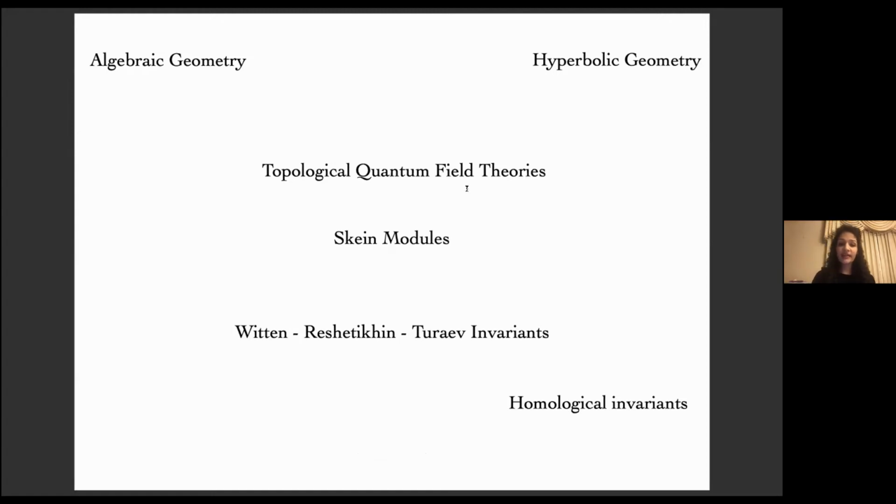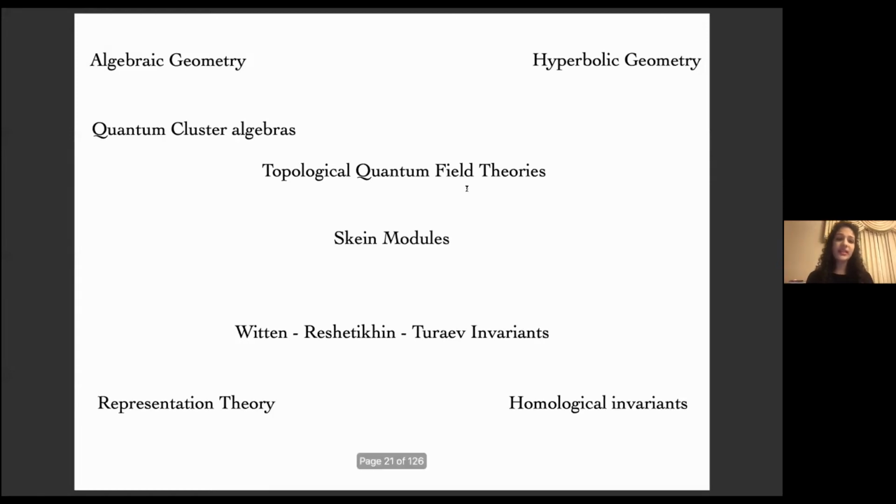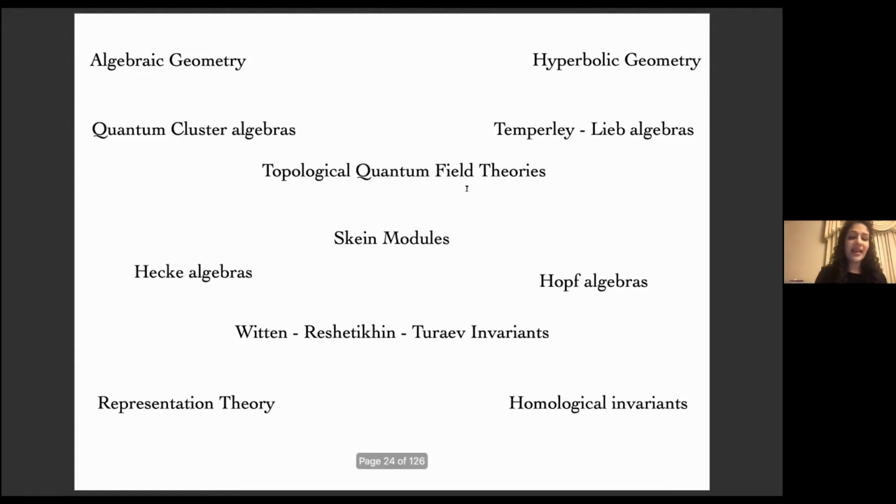You can categorify Skein modules to get homological invariants of 3 manifolds. They're related to representation theory, quantum cluster algebras, Temperley-Lieb algebras, Hopf algebras, Hecke algebras, and this list is not complete. So there's a lot of rich structure here. And because of all these connections to all these fields in math and all the interesting properties that these modules have, I don't think I need to motivate anyone that this is a very interesting subject to study.